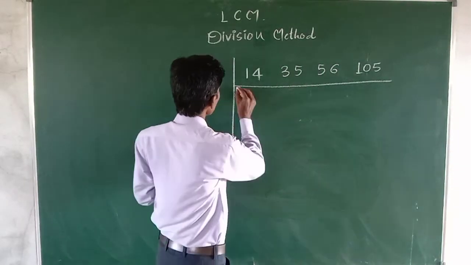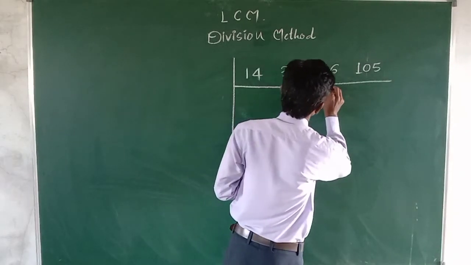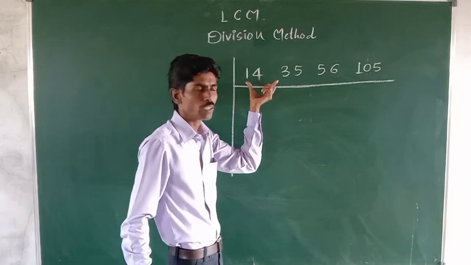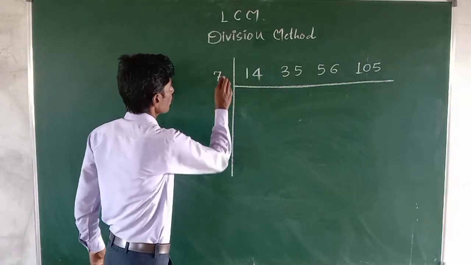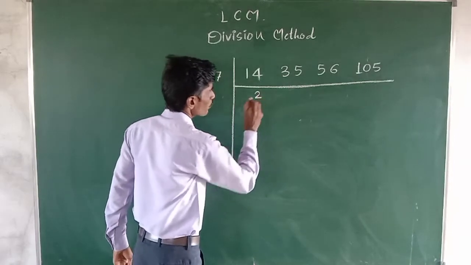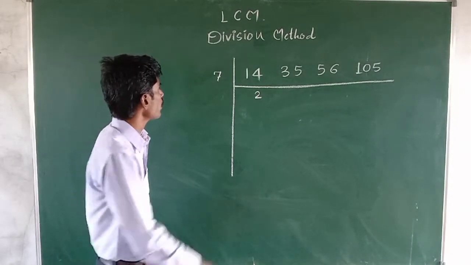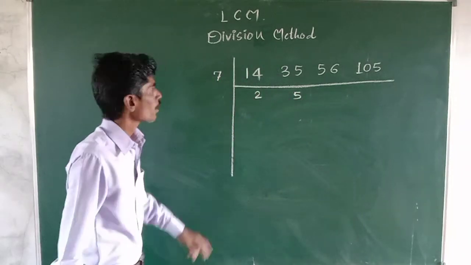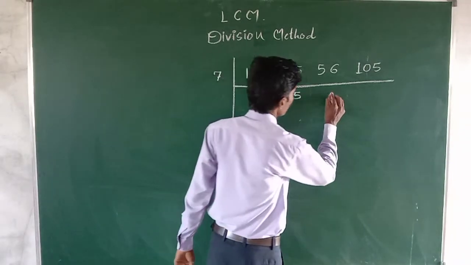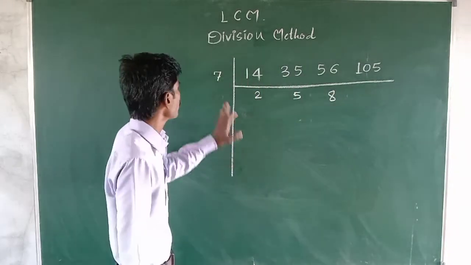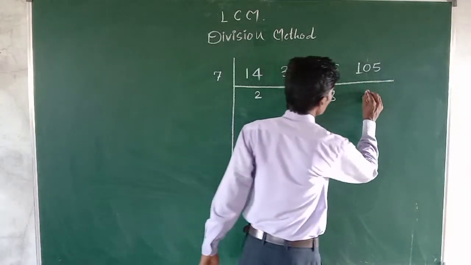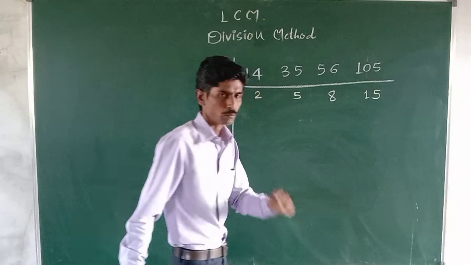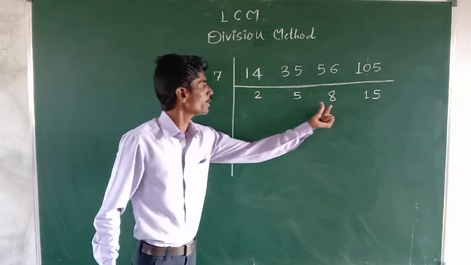All these numbers can be divided by 7. First we have to decide that all these numbers come in the 7 table. So 7 ones are 7, 7 twos are 14. Then 7 ones are 7, 7 fives are 35. 7 ones are 7, 7 eights are 56. Then 7 ones are 7 and 7 fifteens are 105. Now we have 2, 5, 8 and 15.